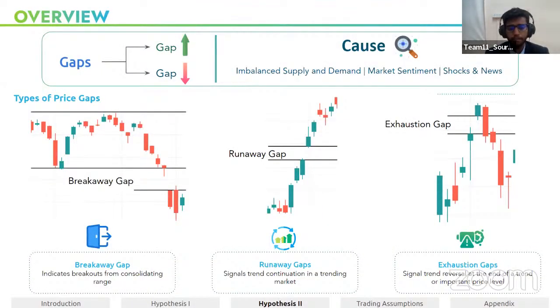Before taking a deep dive into our strategy, let's have a brief understanding of what gaps in financial markets mean. Gaps are signified by a significant difference in the opening and closing price of consecutive candles. They're essentially a byproduct of high imbalance in supply and demand. These gaps can be broadly classified as breakaway gaps, continuation gaps, and exhaustion gaps.